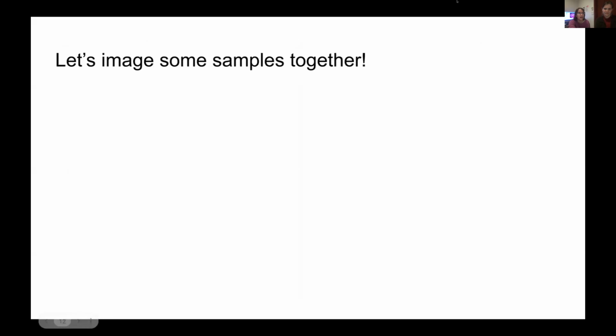So with that, we are going to turn to the microscope and start imaging some samples together. So we're going to stop sharing. We do have a question actually about that process, if you don't mind.